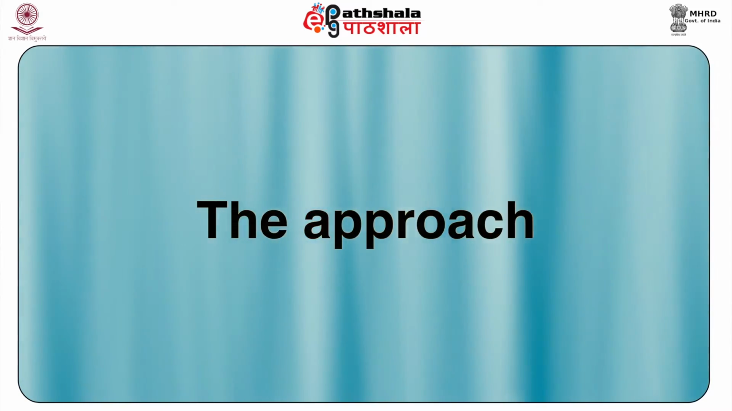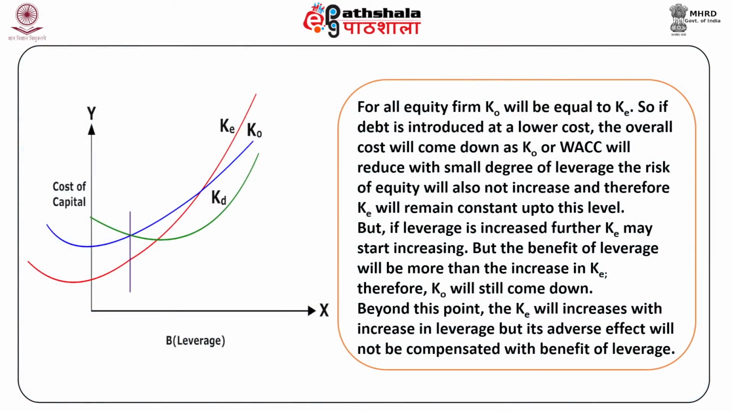The approach. It states that the cost of debt KD will be less than KE. For an all equity firm, KO will be equal to KE. So if debt is introduced at a lower cost, the overall cost will come down as KO or WACC will reduce with a small degree of leverage. The risk of equity will also not increase and therefore KE will remain constant up to this level.